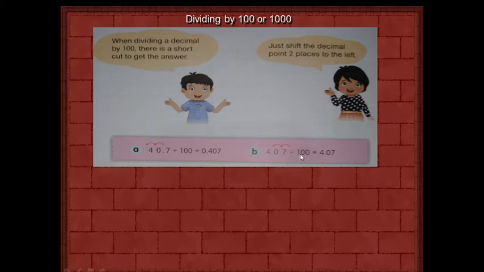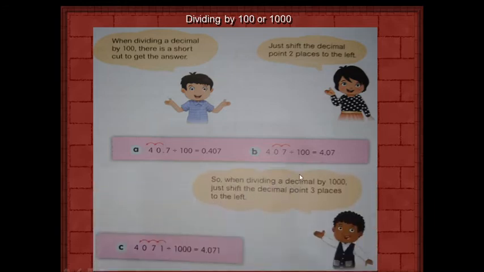Number 2b, 407 is divided by 100. There is no decimal point here, so start the decimal point next to the number 7. From that point, move to the left one time and two times. So the decimal point is between 4 and 0. So the answer is 4.07.